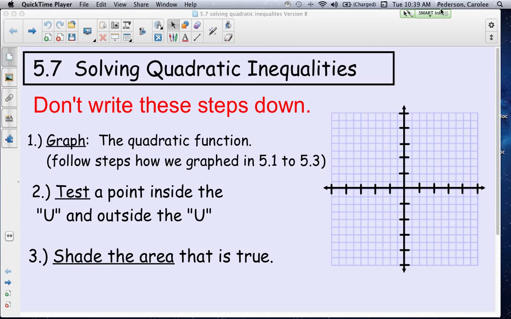What we're going to do today is graph quadratic functions first. How we learned how to do this was in sections 5.1, 5.2, and 5.3. And then the new piece is where we test a point inside the parabola and test a point outside the parabola and see which one is true in the inequality. And then the last step is just to shade the region that is true.